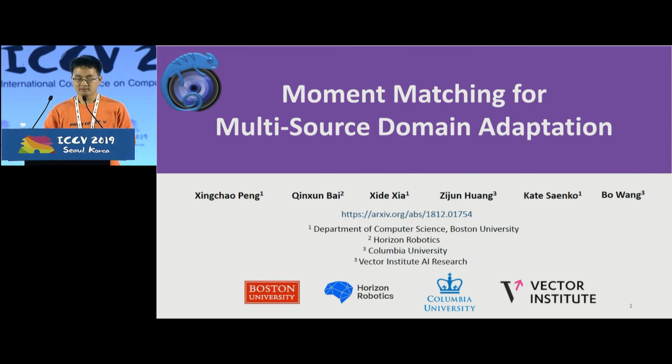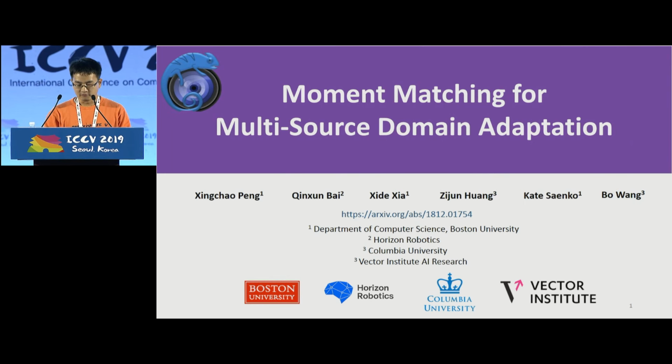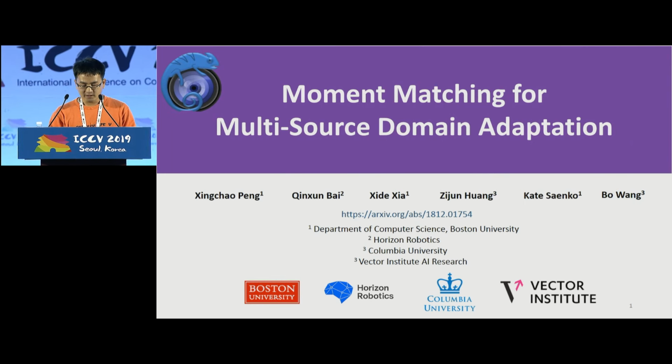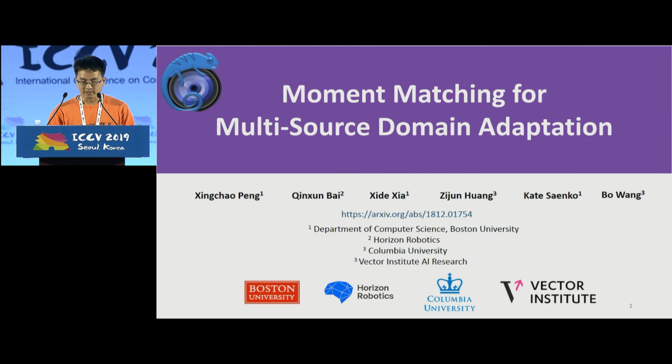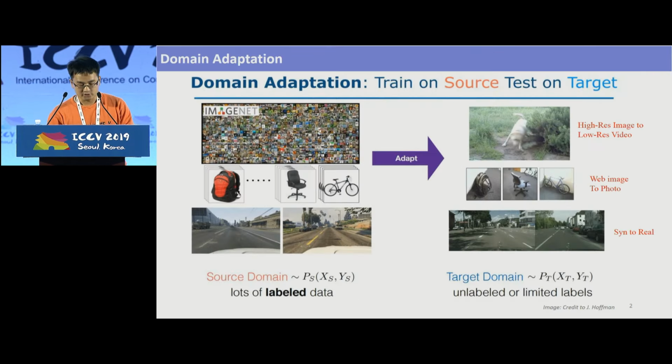Good afternoon, everyone. My name is Xingchao Peng. I'm from Boston University. So today I'm presenting our recent research on moment matching for multi-source domain adaptation. This paper is co-authored with Chen Bai from Horizon Robotics and Zijun Huang from Columbia University, and colleagues from Boston University and the Lecture Institute.